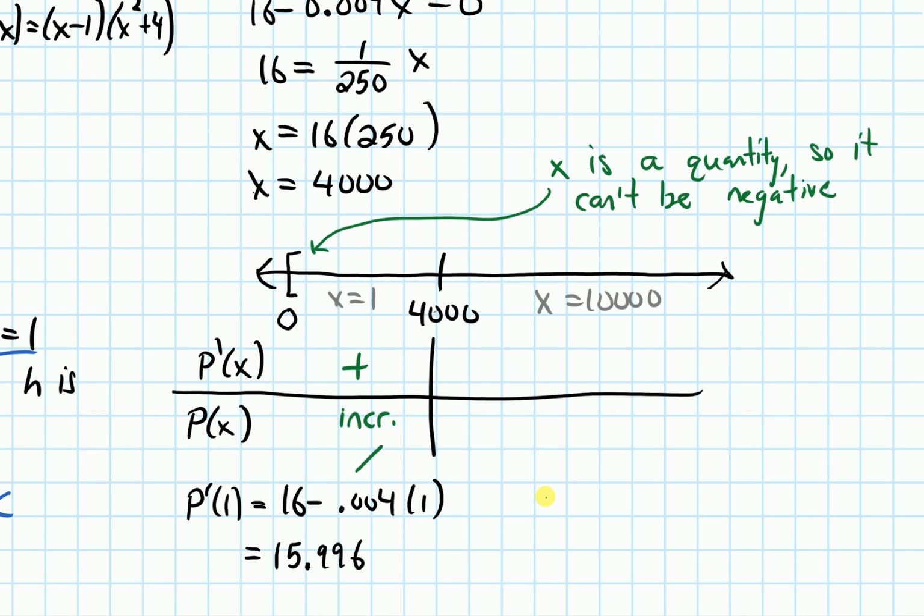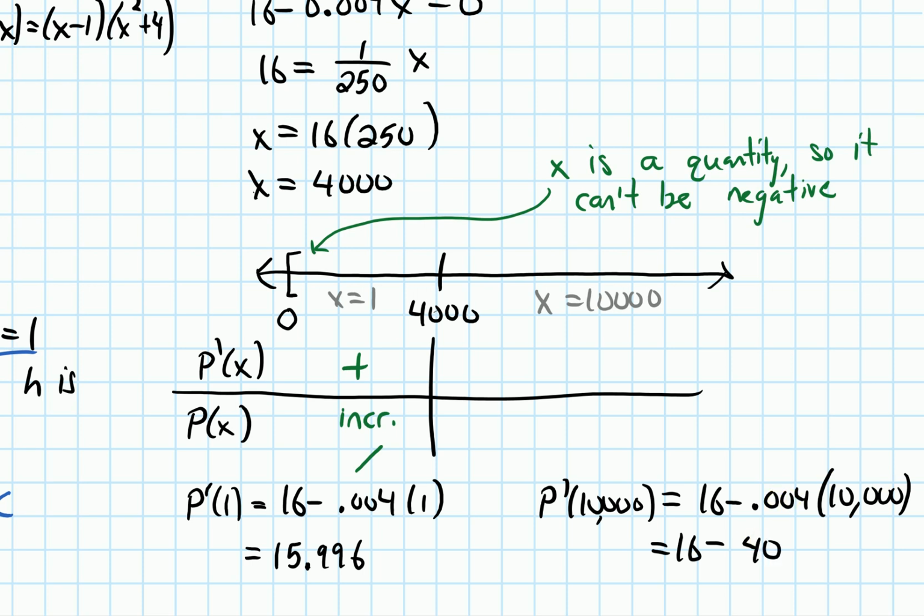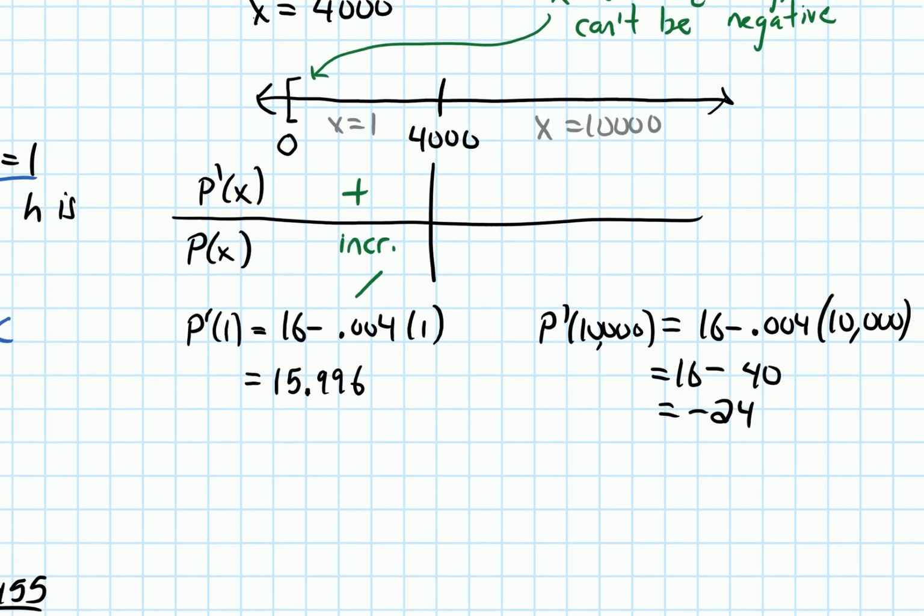All right, so let's plug in our other test point. Let's plug in 10,000. If I plug that in, we get 16 minus 0.004 times 10,000. Okay, so this is 16 minus, multiplying 10,000 times 0.004, we'll get 40. And then 16 minus 40, that is negative 24. All right, so in this other subinterval, our derivative was negative, which means p of x, the original function, is decreasing. And if p of x is decreasing, that means it is going down.